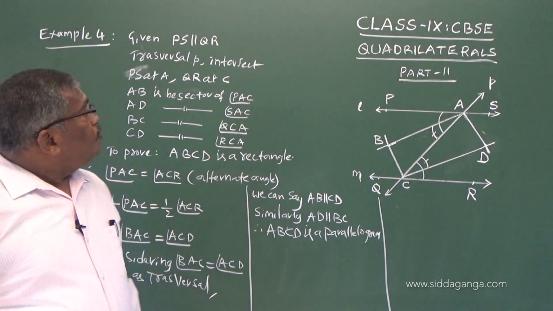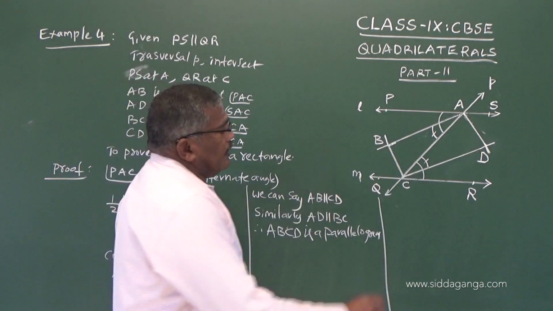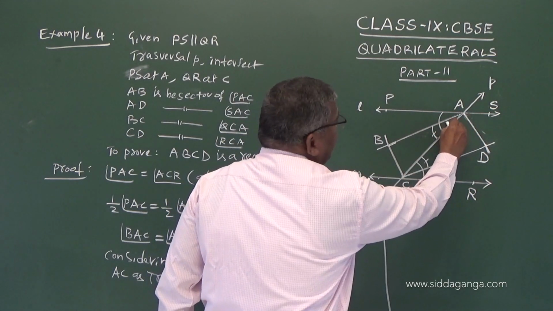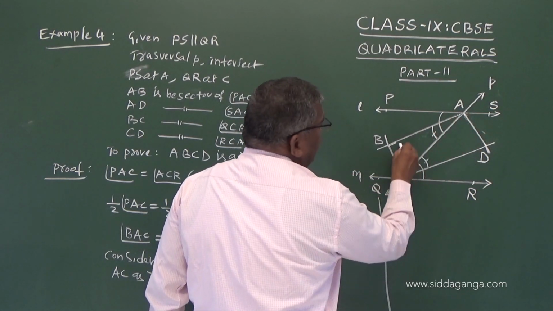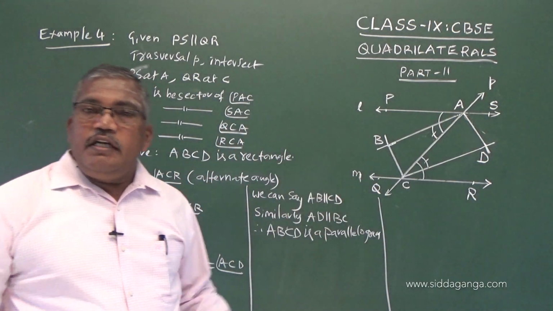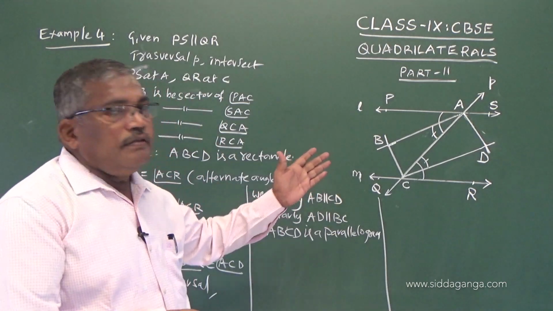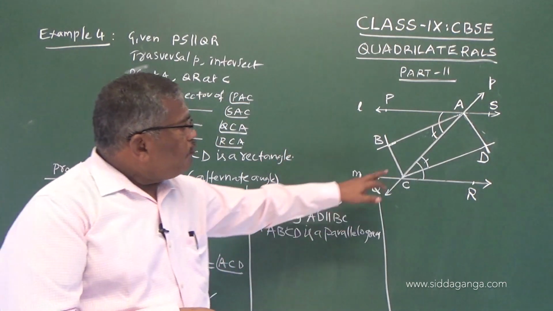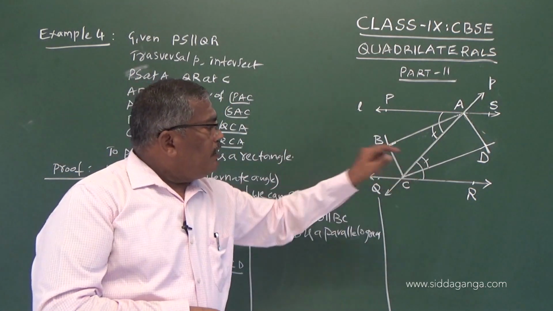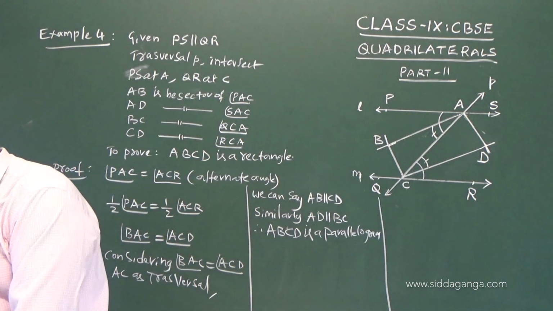But we are asked to prove that it is a rectangle. So that is why we have to show that one of the corner angles, angle A, angle C, angle B or angle D, is 90 degrees. In a parallelogram, if one angle is 90 degrees, then it is a rectangle. Therefore we have to prove that angle A is equal to 90 degrees or angle C is equal to 90 degrees.